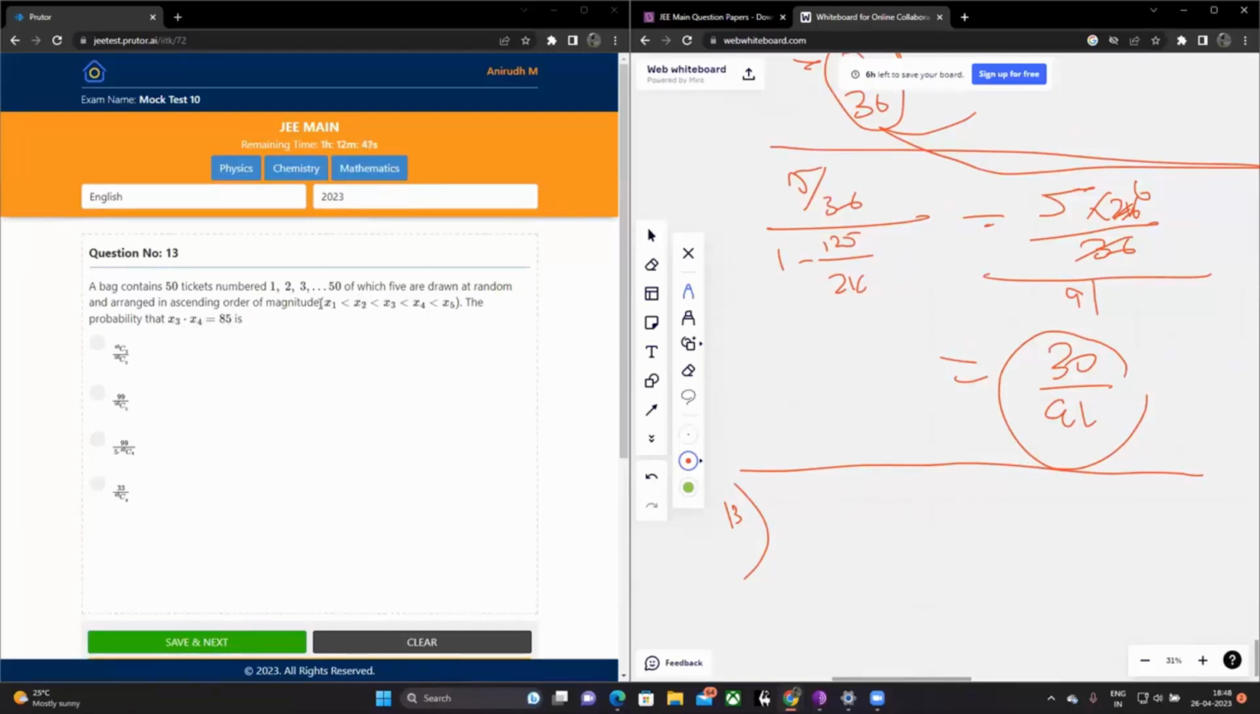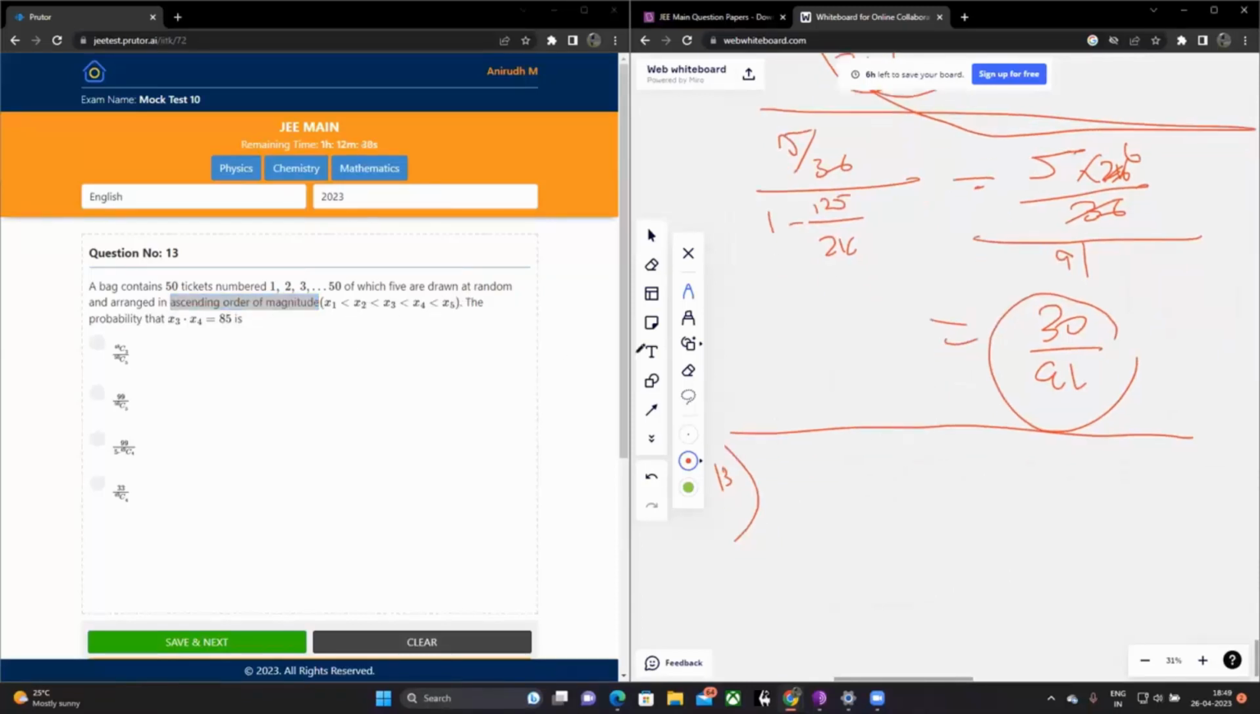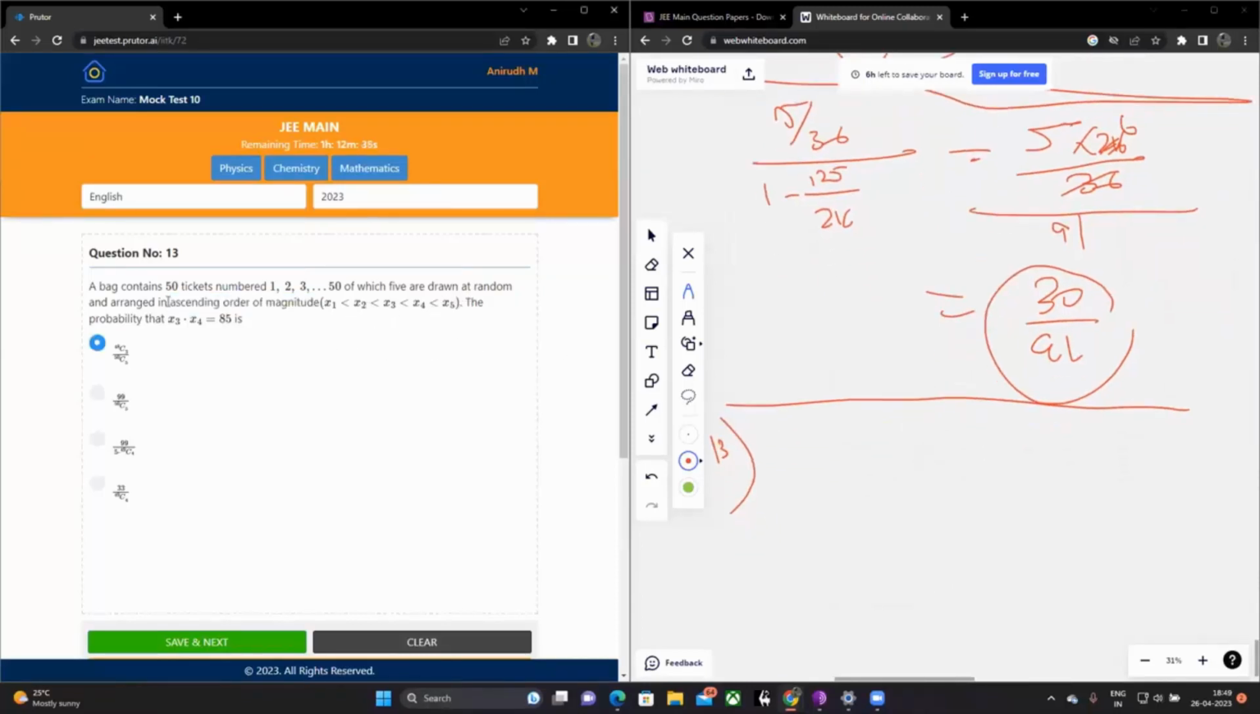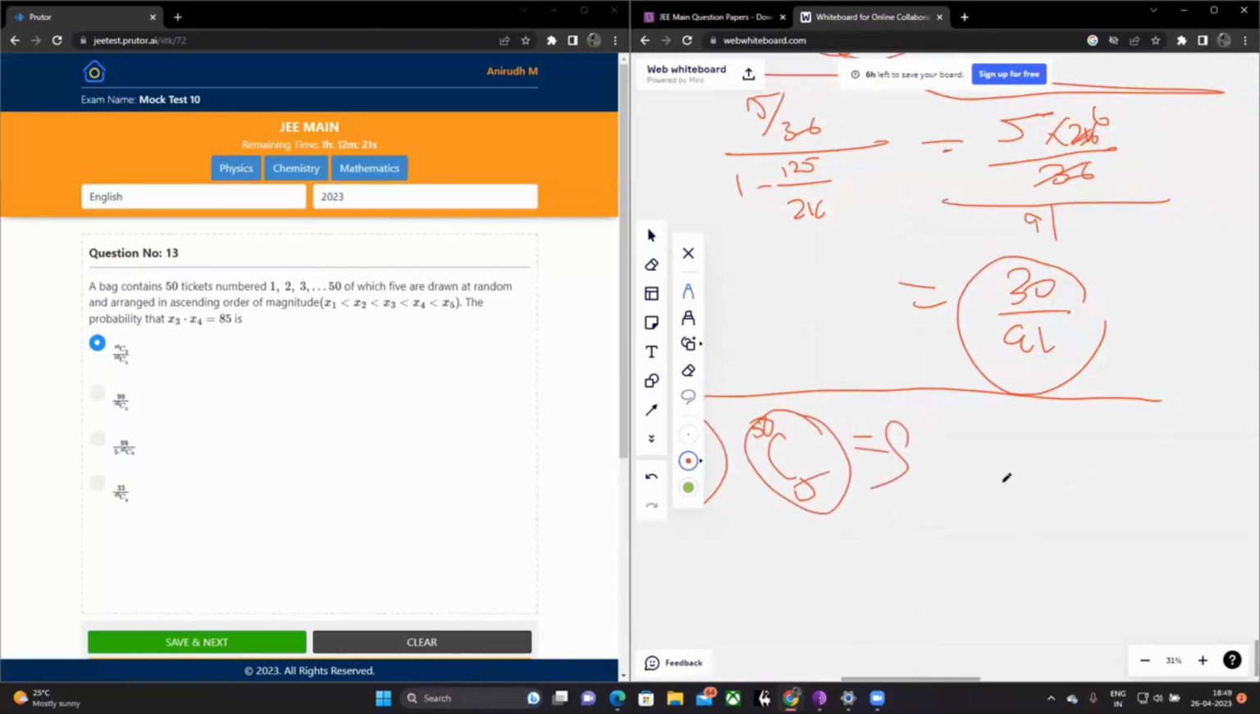So first of all, figure out the theory that if you're arranging it in ascending order of magnitude, there is only one way you can arrange x1, x2, x3, x4, x5, because all are distinct, right? And so this arranging in ascending order is basically choosing 5 cards out of 50 and not permuting them. That is 50 C5, right? That is your sample space, right?